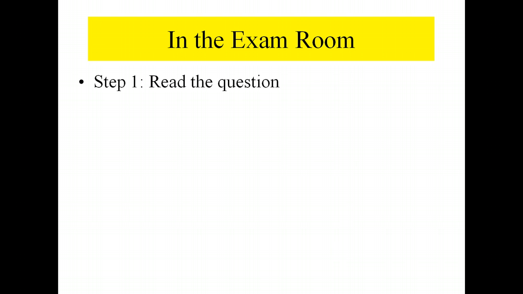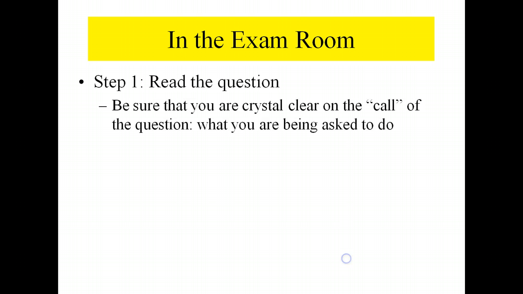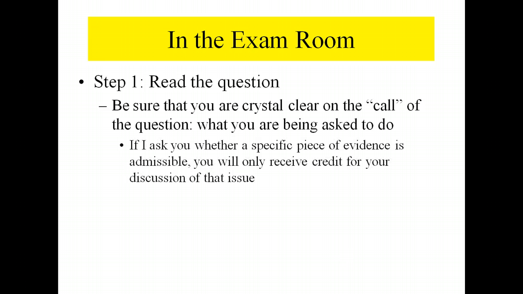Step 1 is to read the question. You need to be crystal clear on what I am asking you to do. For example, if I ask you whether a specific piece of evidence is admissible, you will only receive credit for your discussion of that issue. You will not receive credit for other extraneous things you write about.